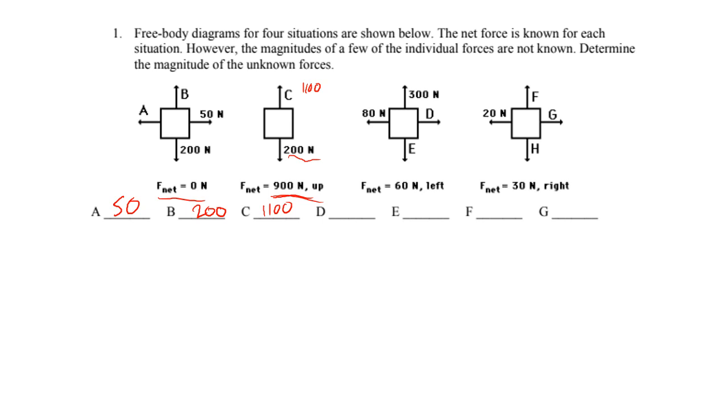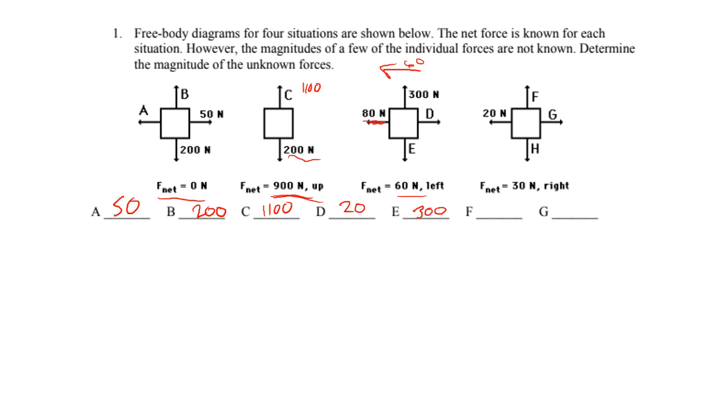Okay, force net 60 to the left. Alright, so 60 that away, which means that D is going to be 20, because it has to take away this from there. And E is going to be 300, because it's got to cancel out the upwards one.